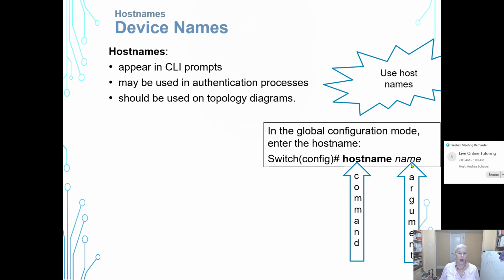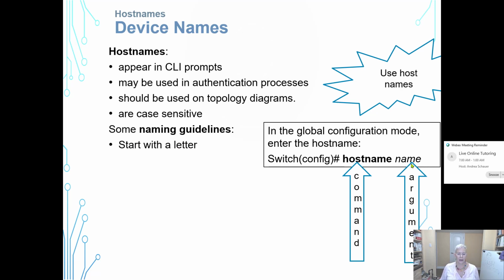These should be used on all your topology diagrams. Remember, we talked about the physical topologies and the logical topologies in Module 1. They're case sensitive. So if you use a capital letter or a little letter, you have to carry that through. Okay. And there's a variety of different naming guidelines. Start with a letter. You can't start with a number or a character. Okay. You can't have any spaces in your host name.